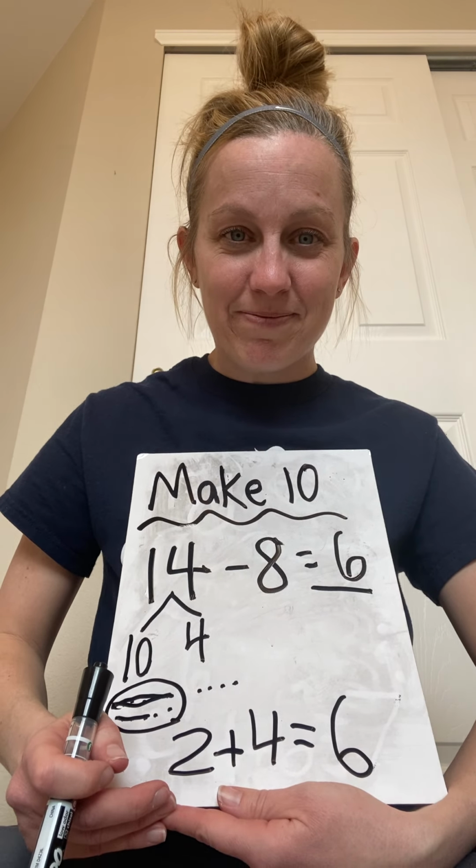We decompose, say it with me, decompose the 14 into 10, 4. 1, 2, 3, 4, 5, 6, 7, 8, 9, 10, and 1, 2, 3, 4. I have my 10. I take 8 away from my 10, and I know when I take 8 from 10, there's only 2 left over. 2 plus 4, that's an easy kindergarten addition. 2 plus 4 equals 6. So 14 minus 8 equals 6.